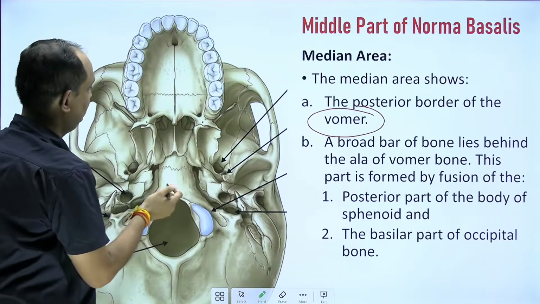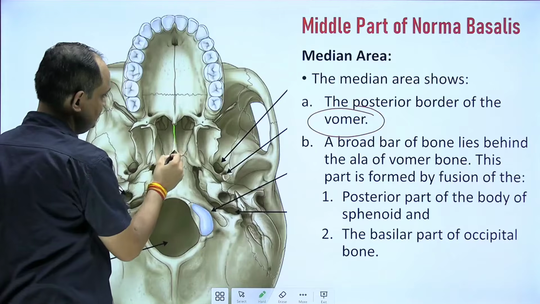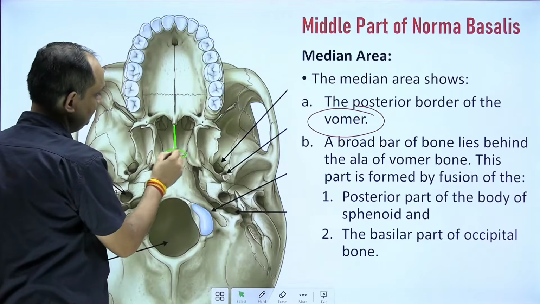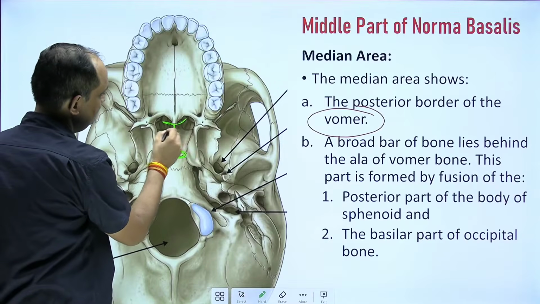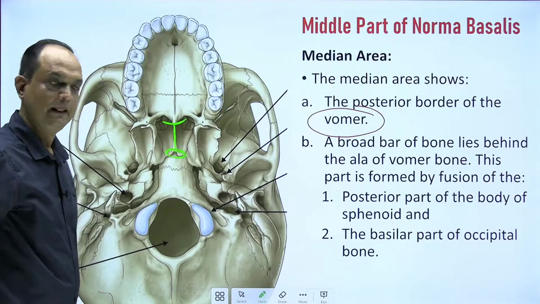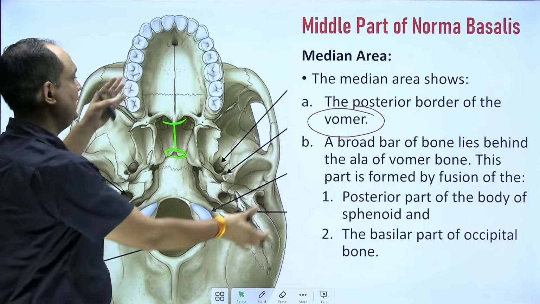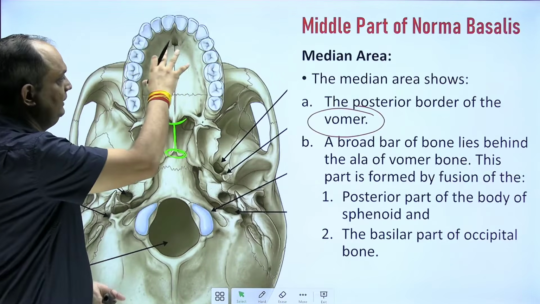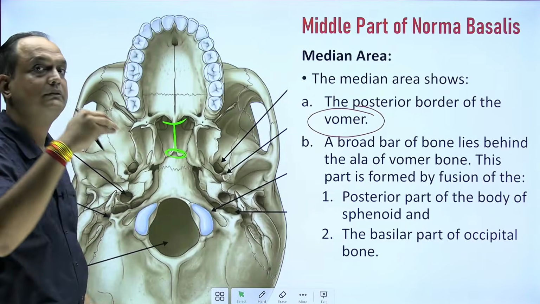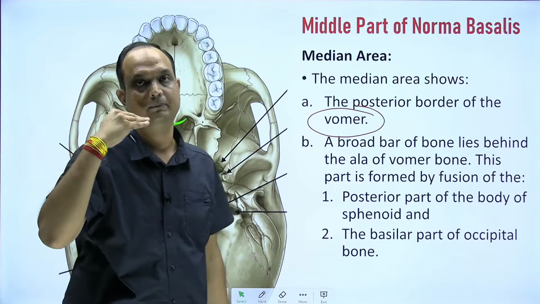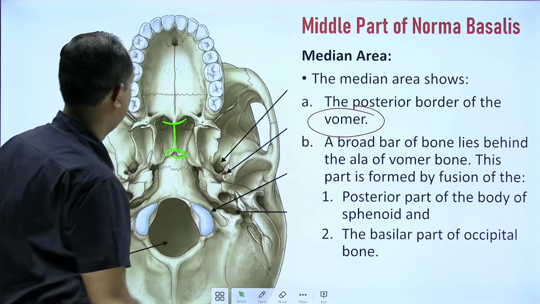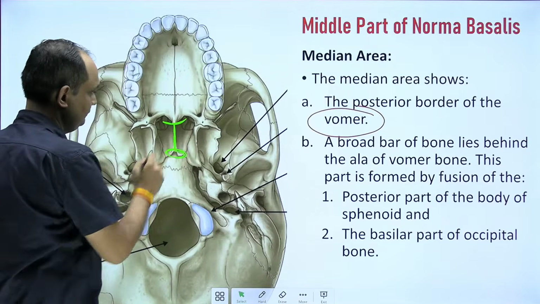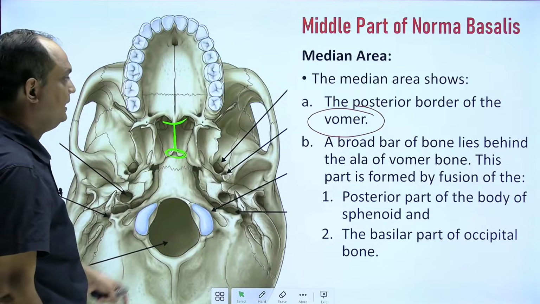So, you have to understand that this is the posterior border of the Vomer bone and this is the upper part of the Vomer bone, and here comes the lower part of the Vomer bone. Why lower part? Because you have to put it in anatomical position. So, when you rotate it, what will happen? This is the Norma Basalis which is facing inferiorly. So, this is the Vomer bone, and in the midline the posterior border of the Vomer bone is visible.